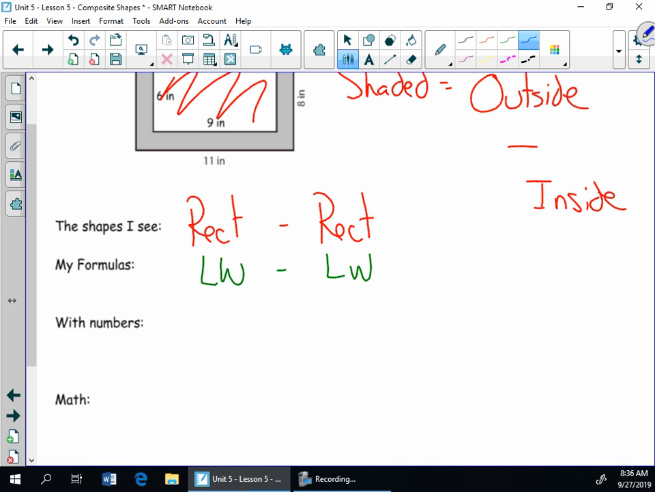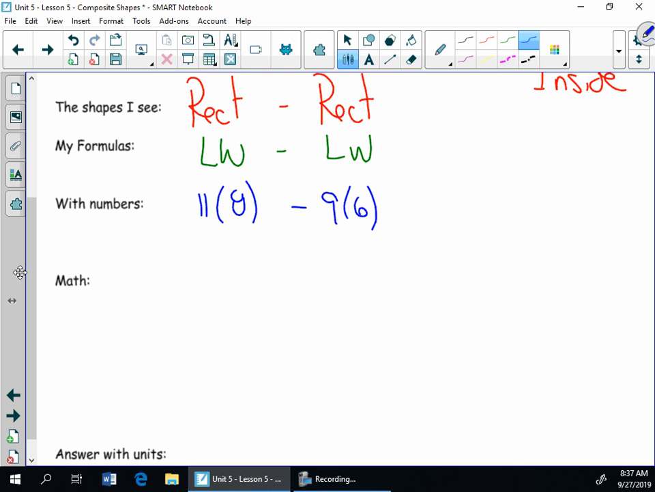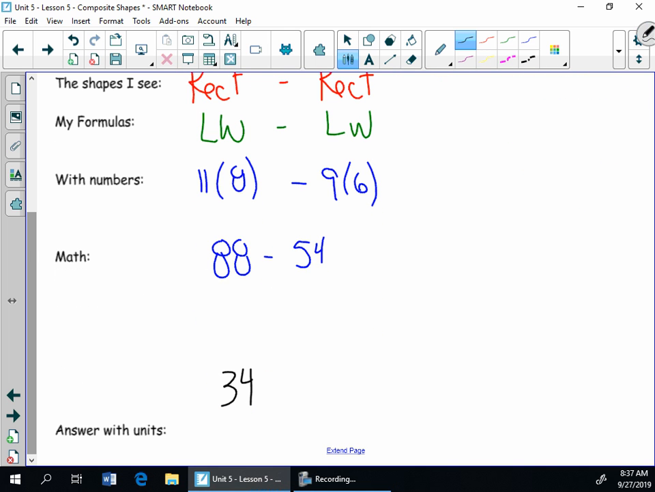Outside, it's 11 by 8. Inside, it's 9 by 6. And we're subtracting because we cut it out. Just like in the previous one, we cut off the triangle. And if things are removed, you're subtracting. If things are added on to each other, you're adding. And our math, 88 minus 54, comes out to 34. And our units were inches squared.